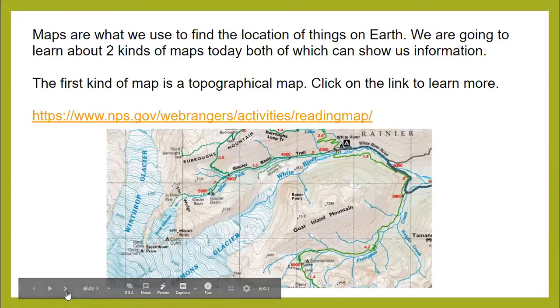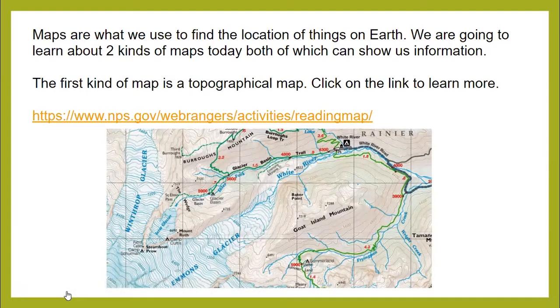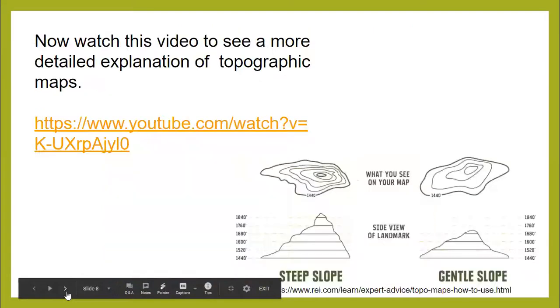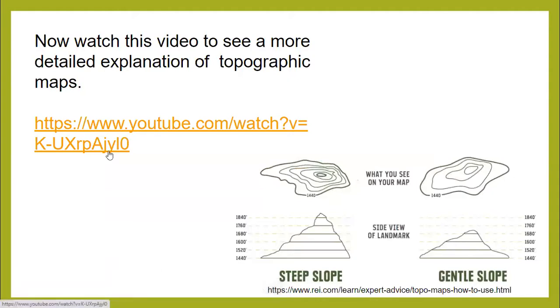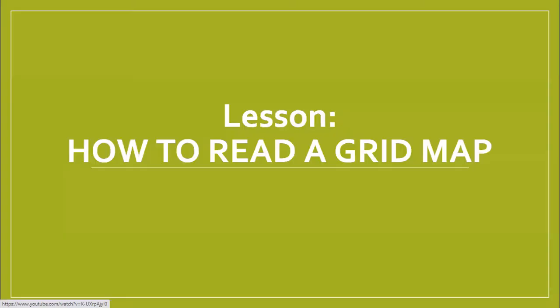The first kind of map that we're going to look at today is called a topographical map. We're going to watch this video to see a more detailed explanation of topographical maps.